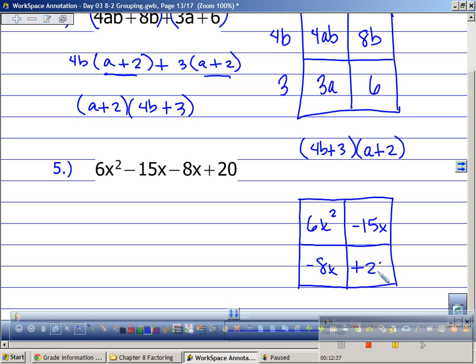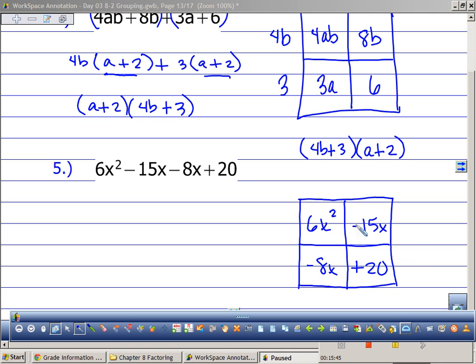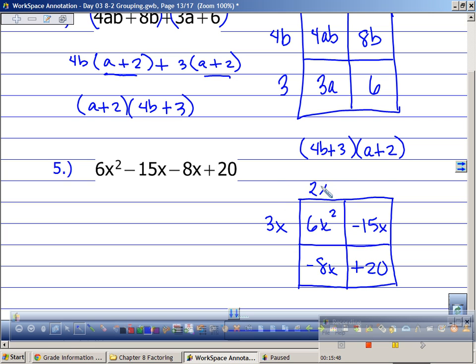Negative 8x, positive 20. You guys try that one. All right, what's the common factor here? 3x. 3 times what makes 6x squared? 2x. And over here? Negative 5. And over here, what's the common factor? Negative 4. Nope, not negative 4. They both don't have a negative. 4. 4 times 2x. Why did that happen like that? Because the 5 is negative.